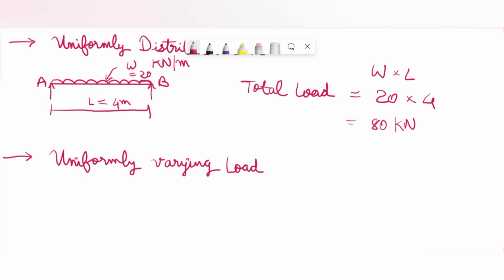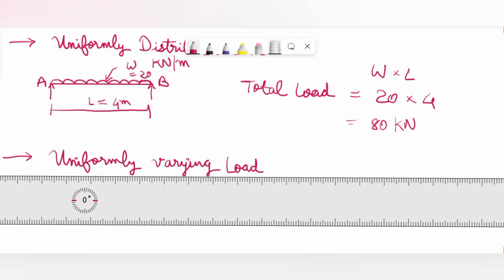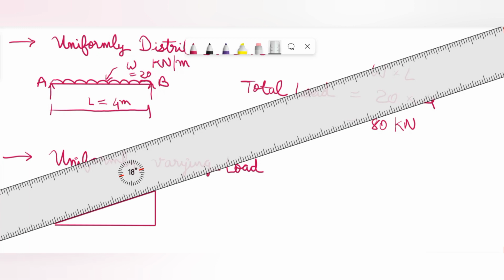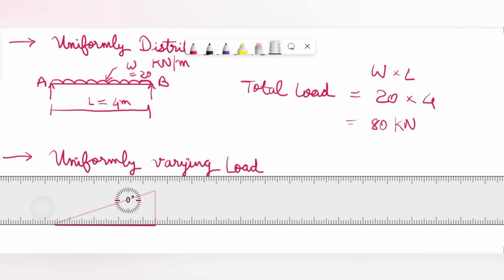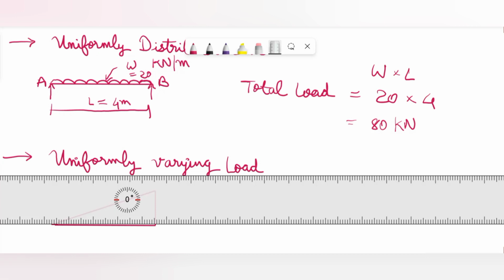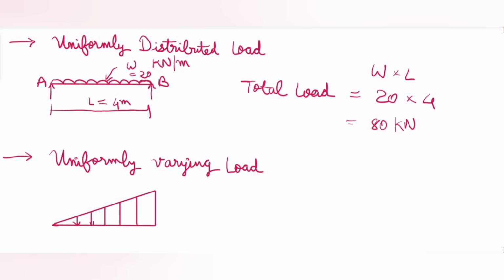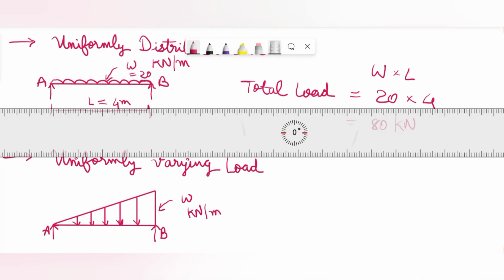Uniformly varying load means that this load will either gradually increase or it will gradually decrease along the length of the beam. As you can see here in the figure that I am drawing, the load is gradually increasing from left end to the right end. I can label this as AB. Here there are supports. So from A to B, the load is gradually increasing, and suppose say the load is W kilonewton per meter.